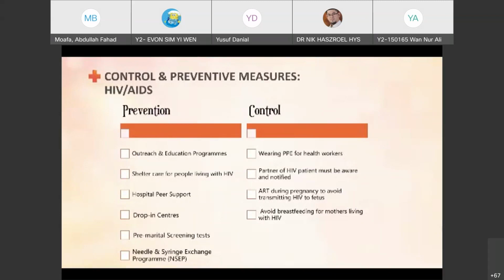Then premarital HIV screening test. It is to ensure that the couples are HIV negative and to counsel the couples in case one of them or both are found to be HIV positive.